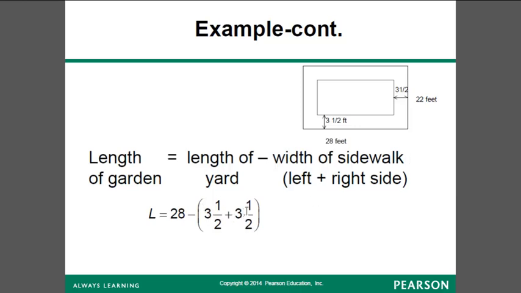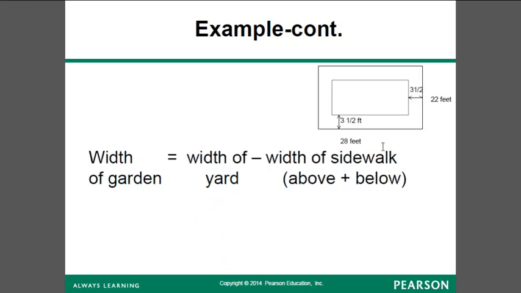I add 3.5 feet plus 3.5 feet and I get 7 feet. So I have 28 feet minus 7 feet, which is 21 feet. So the length of my garden is 21 feet. Now I need to do the same type of process with the width of my garden. So I look at the width of my garden and I know that it's the width of my yard minus the width of the sidewalk, which again is the above amount and the below amount.